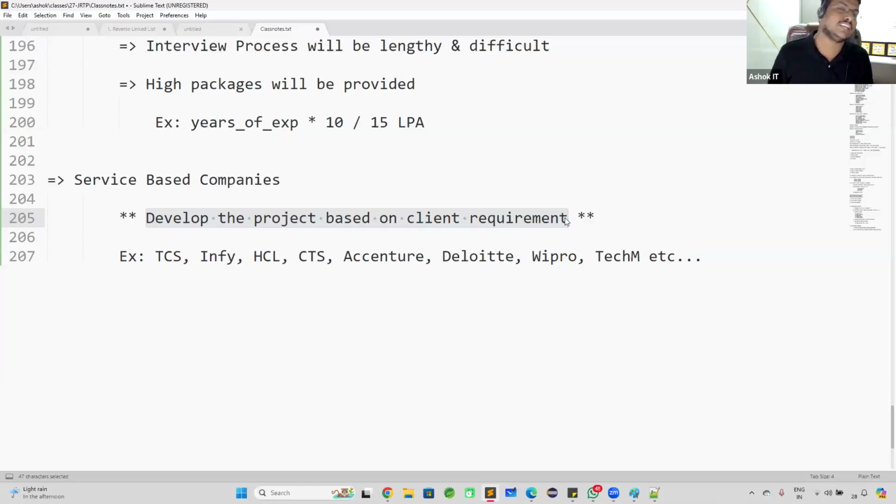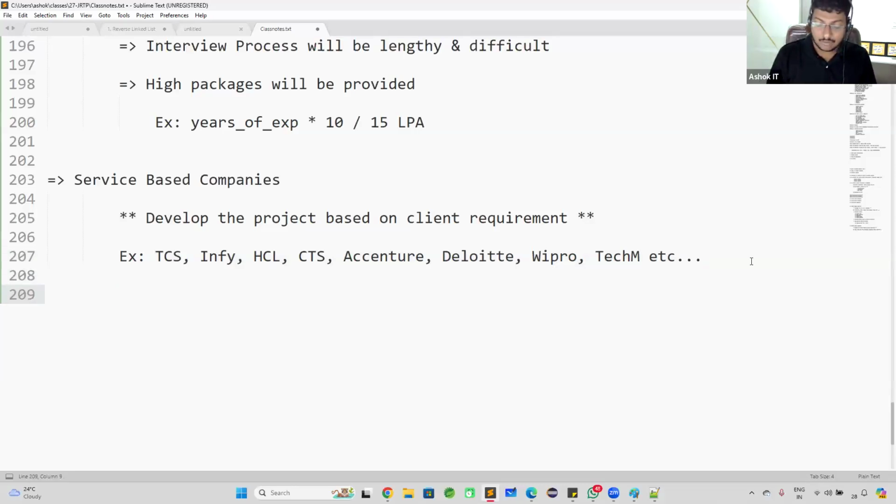I don't know about any technology. I can't develop the product. Then I will go to one software company and give my requirement to the company. Then company people will develop the project based on my requirement. That means they are providing the service. Okay, so the company which is developing the project based on the client requirement is called a service-based company. These are called service-based companies.